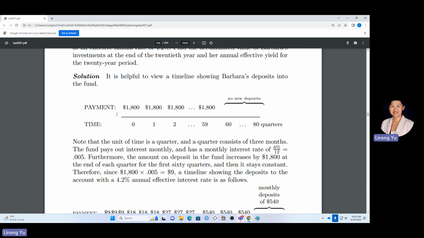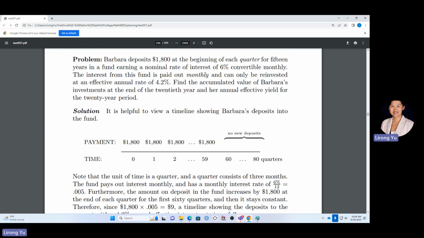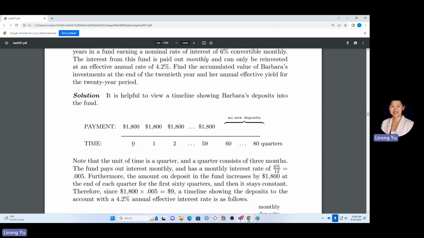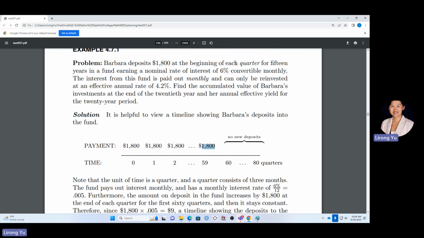One cash flow is a deposit, and this deposit is being paid every quarter, at the beginning of each quarter. So we have at time 0, that means quarter 0, 1,800, and the same amount for quarterly payments for 15 years. If you take 15 times 4, that's 60. So we have 60 payments. The first payment is at the beginning, at time 0. The last payment is at time 59.